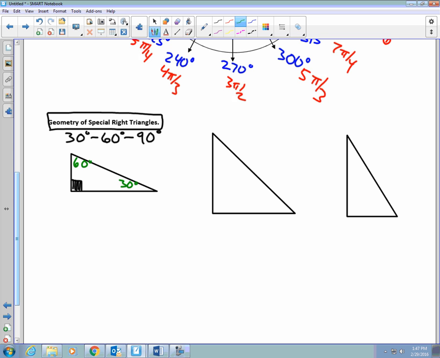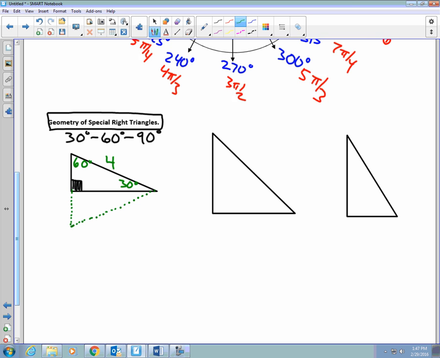Now, we do two examples here. I'll do one in green. I'll do another one in blue. Suppose this has a length of 4. I want to be able to figure out the other two sides. A 60, 30, 90 is half of what kind of triangle? It's half of an equilateral.